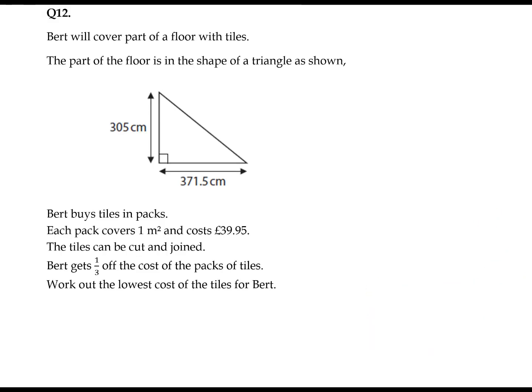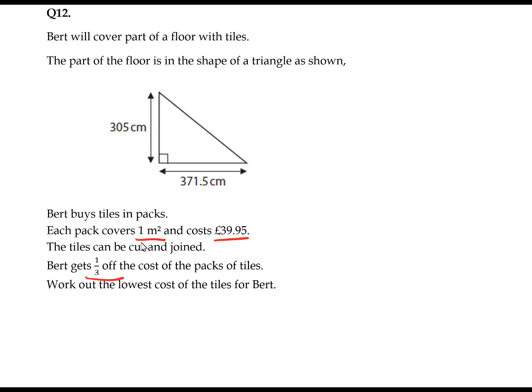Question 12. Bert will cover part of a floor with tiles. The part of the floor is in the shape of a triangle as shown. Bert buys tiles in packs. Each pack covers 1 metre squared and costs £39.95. The tiles can be cut and joined, and Bert gets 1/3 off the cost of the packs of tiles. Work out the lowest cost of the tiles for Bert.